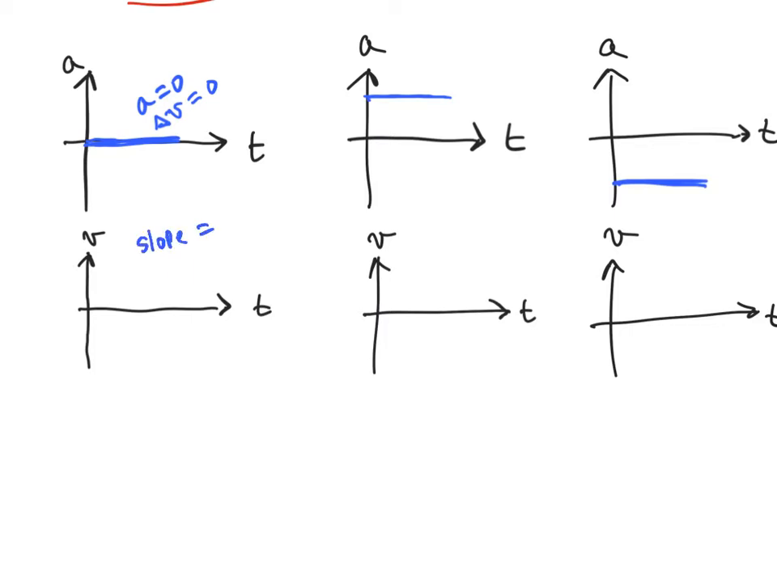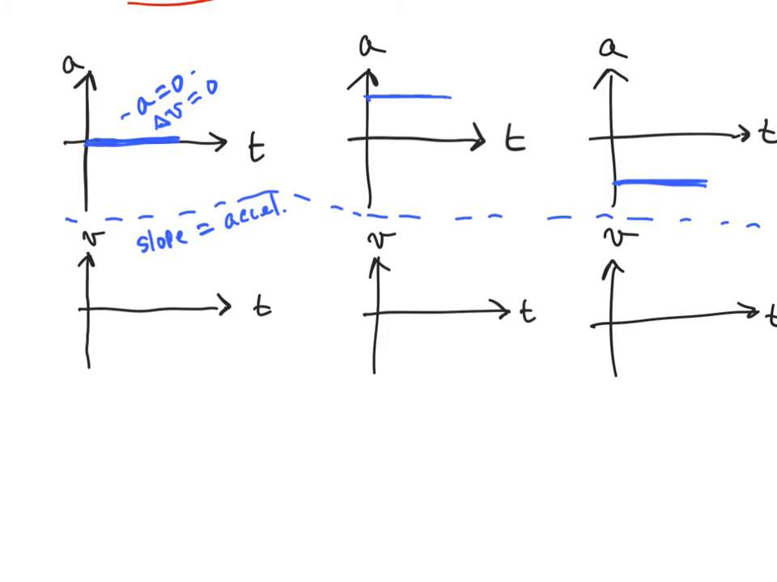Has to be zero. Because on a velocity time graph, the slope is the acceleration. So actually, maybe I should write that. I'm going to say the slope, remember, on these graphs is the acceleration. On a velocity time graph, the slope is the acceleration. So if the acceleration is zero, that means my slope here has to be zero. So what would a line of zero slope look like?